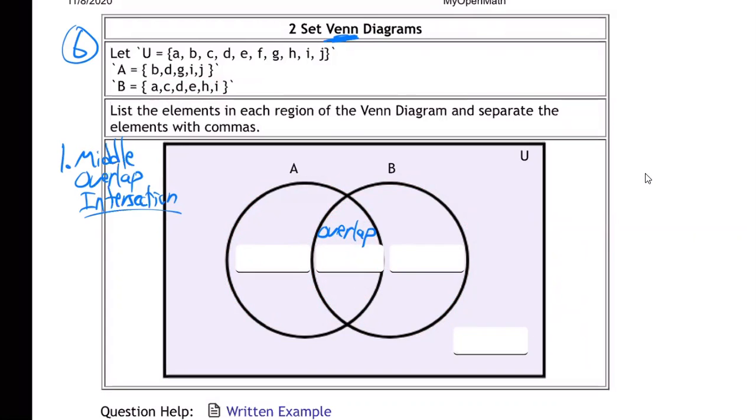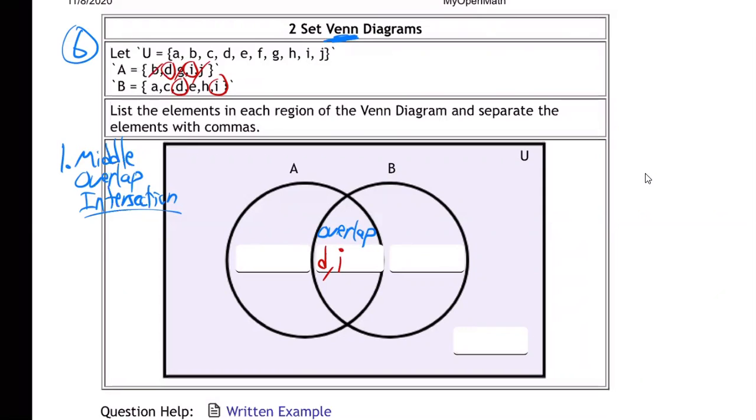Let's take a look. I'm just going to go down A. Do they both have a B? I don't think so. A D? Yes, they both have a D. So I'll put that down here. That's in the overlap. That's in common, right? G, they don't both have a G. I, yes, they both have an I. J, no. So that must be the overlap.